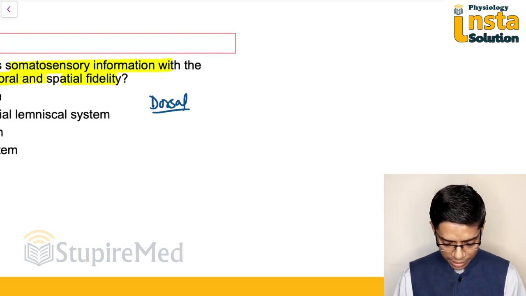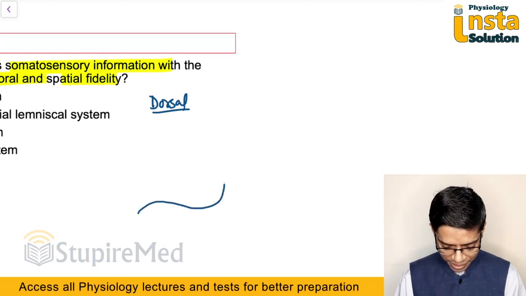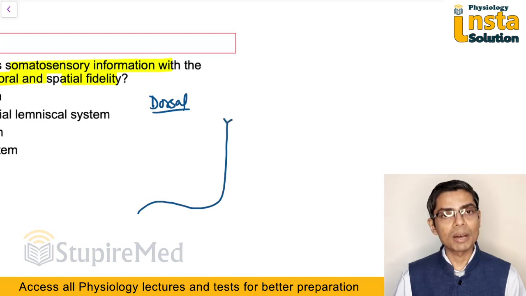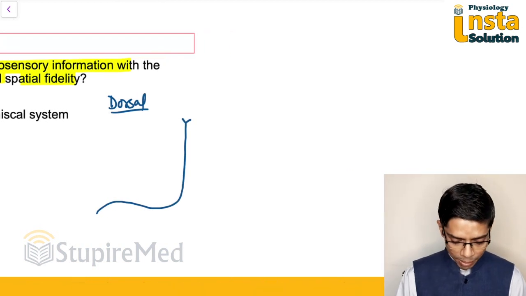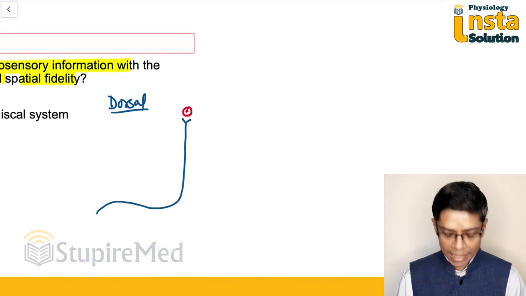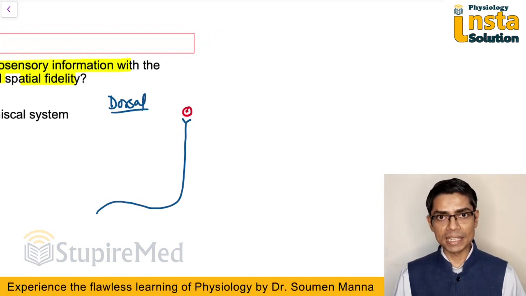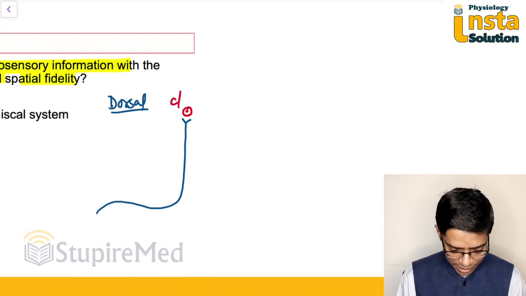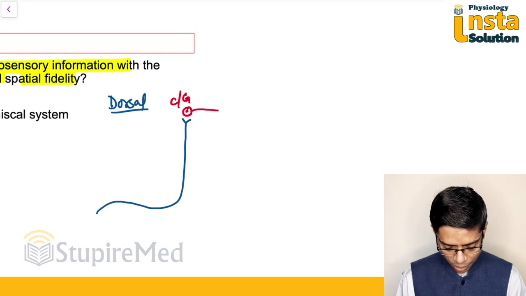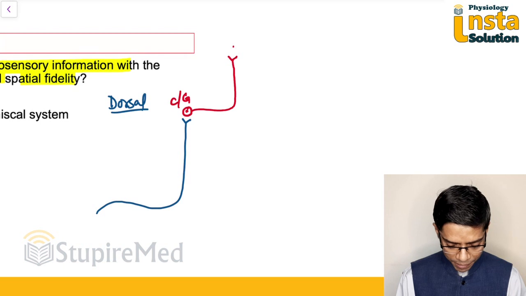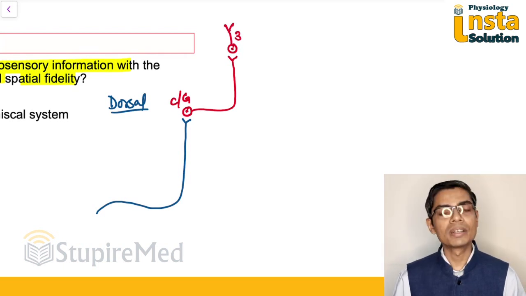all of you know that the fibers from the periphery reach the level of the medulla, and there they synapse with the second order neuron, that is the nucleus cuneatus and nucleus gracilis. Then these nuclei cross to the opposite side and ascend to form the medial lemniscal pathway, and it reaches up to the thalamus. From the thalamus, the third order neuron reaches up to the level of the cortex.